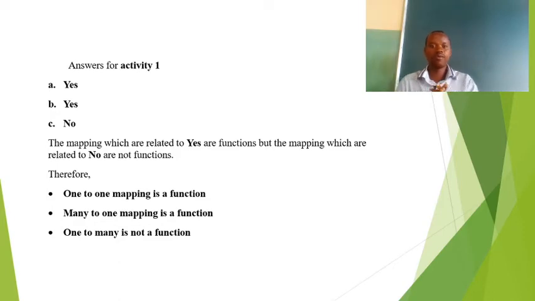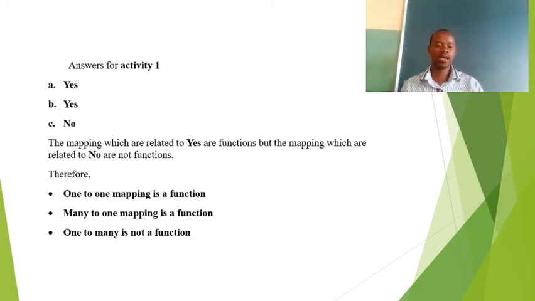Have you got it? Yes. The mappings which are related to yes in this case are the ones which are called a function. And the ones for no are not called a function, meaning they are not a function. Therefore, in this case, one-to-one mapping, or one-to-one relationship, or one-to-one correspondence is a function. Many-to-one mapping is also a function, but one-to-many is not a function. And this is how we can identify a function.